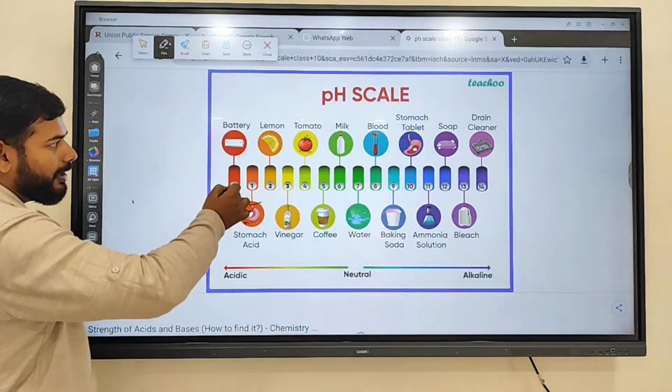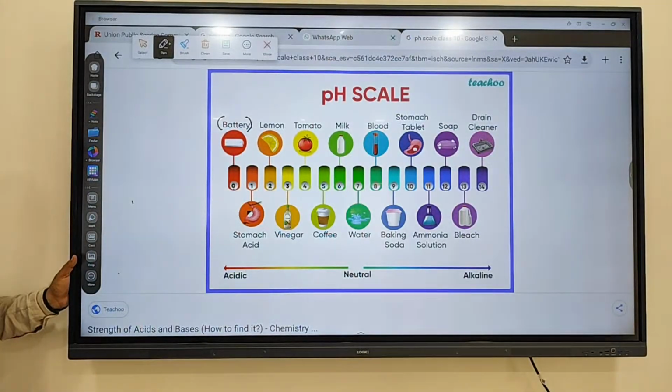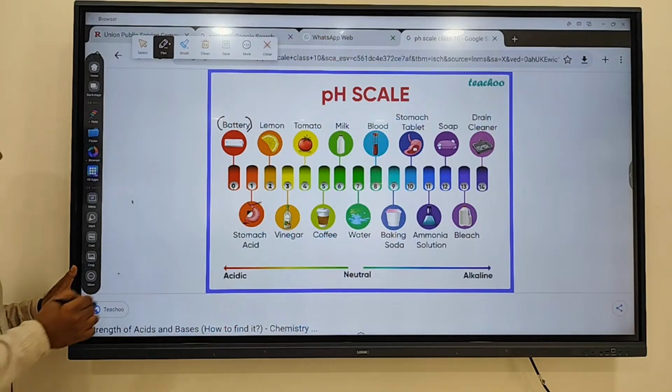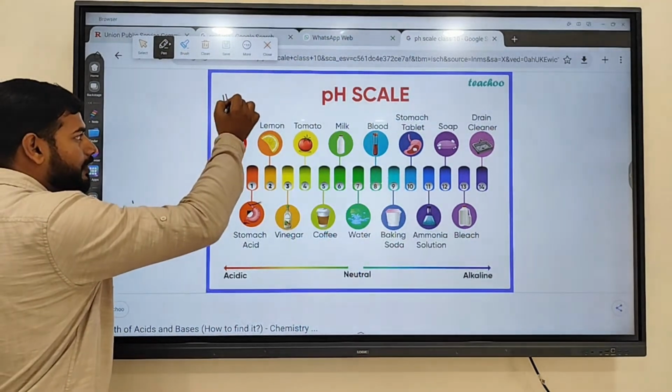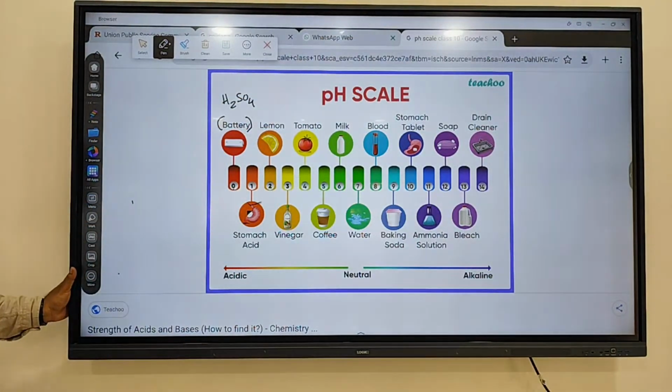Nearly 0 pH value: the acid present in the storage battery, not the remote cell, the lead acid battery, is sulfuric acid, the king of acids. It is also called the king of acids, sulfuric acid, H2SO4, nearly 0 pH value, strong acid. Okay.